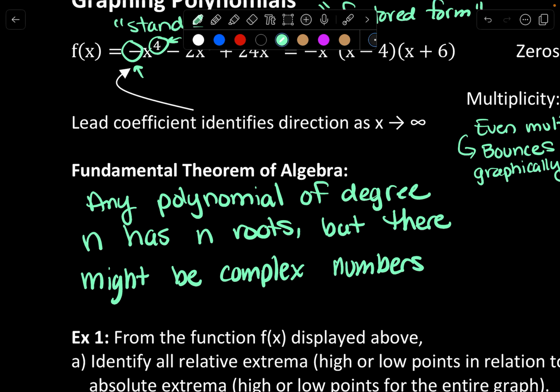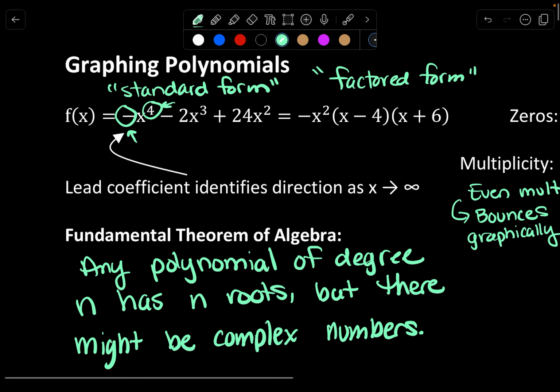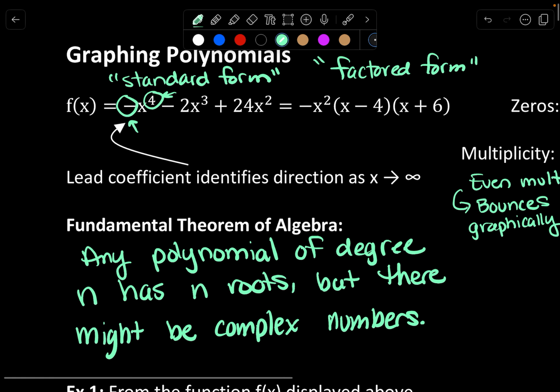There might be complex numbers. Again, you know what the roots are, and you know that the degree of a polynomial will tell you the number of roots that it has.